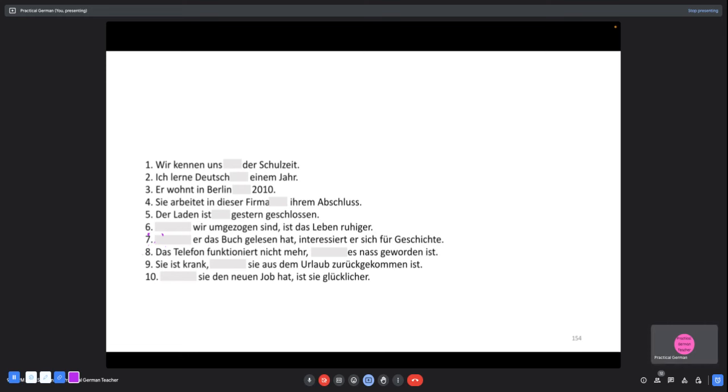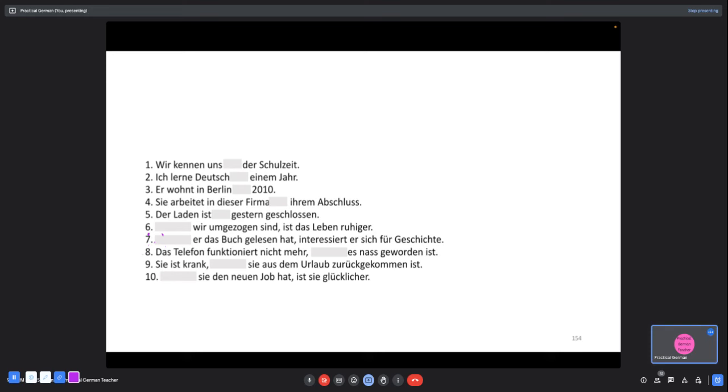nach dem ihrer Abschluss, can I say? Or because it's not a temporal verb, I should still say seit. No, so nach dem you cannot say. If you really want to say nach, you will have to say nach, right? It's the same as seit and seitdem, it's the same with nach and nachdem. Okay. Der Laden ist seit gestern geschlossen.